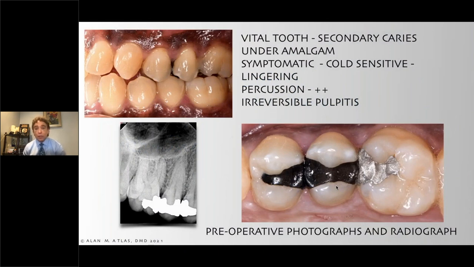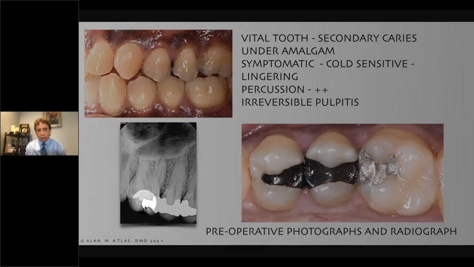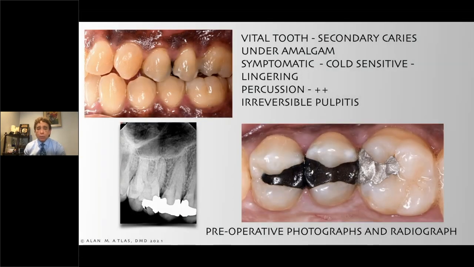I'll give you an example. This patient came into the University of Pennsylvania School of Dental Medicine, had a vital tooth, secondary caries under the restoration, as we see here on that second premolar.